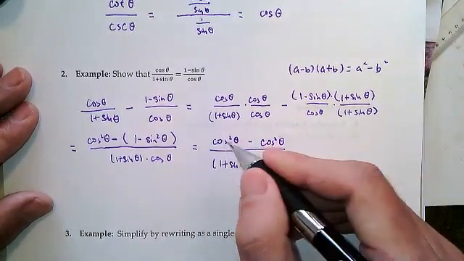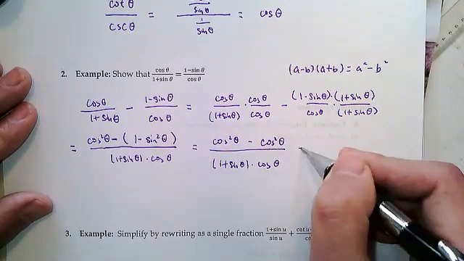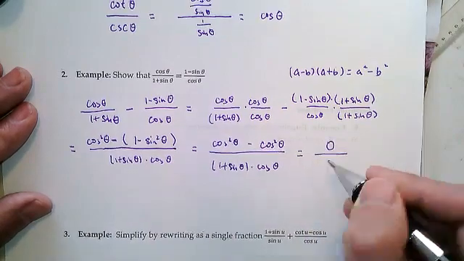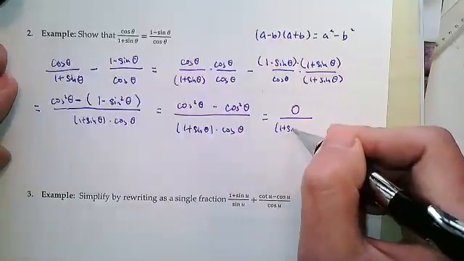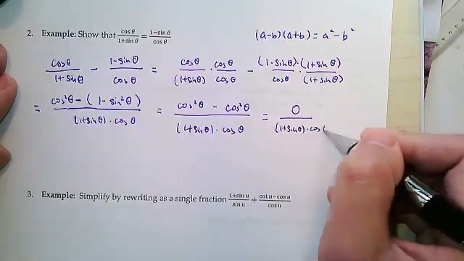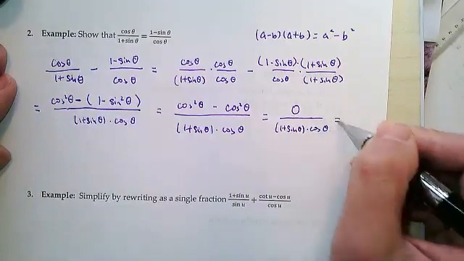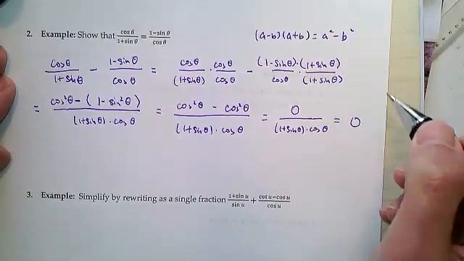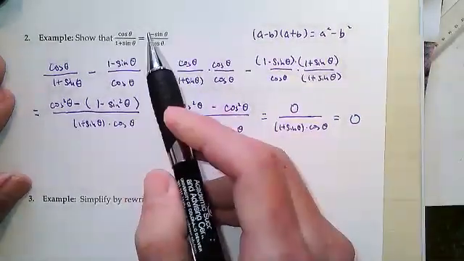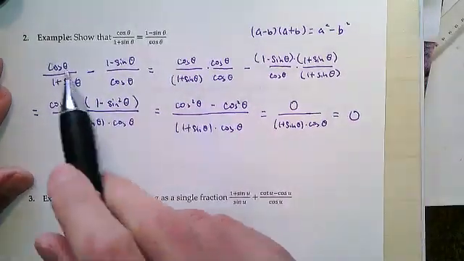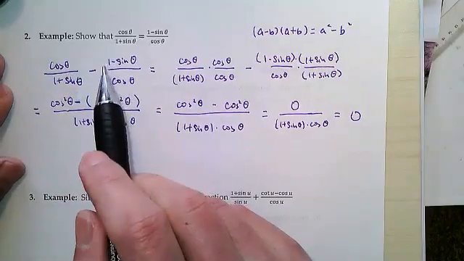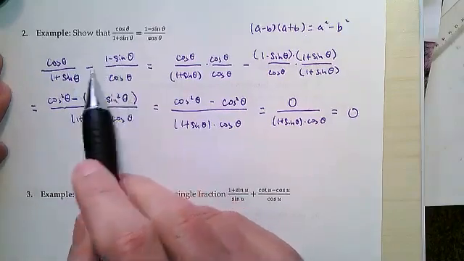Now you see the same thing minus itself. So 0 over 1 plus sine times cosine gives you eventually 0. So that's why we claim they are equal, because when we do the subtraction with each other, we get a 0. So they are equal.